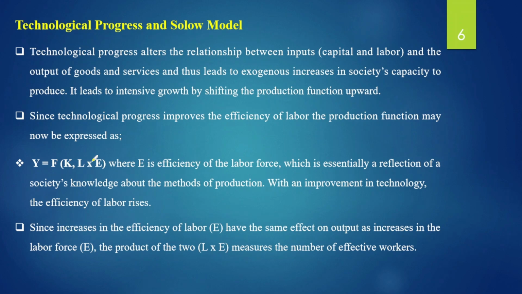The other one is technological progress and Solow model. Solow model ላይ technological progress ምንድን ነው, right? So technological progress alters the relationship between input, capital and labor, and the output of goods and services, and this leads to exogenous increase in society's capacity to produce ነው። ቴክኖሎጂ inputና outputችንን በጣም እንዲያድግ ያደርገዋል ማለት ነው, right? So it leads to intensive growth by shifting the production function upward, right? በቃ በፍጥነት intensive የሆነ growth እንዲኖር ያደርጋል ማለት ነው, right?